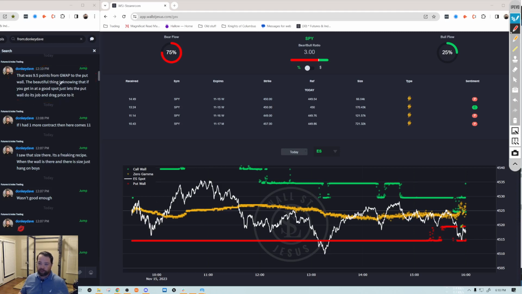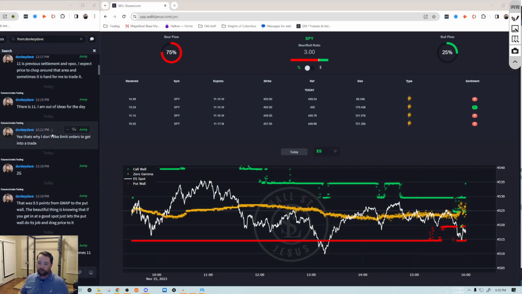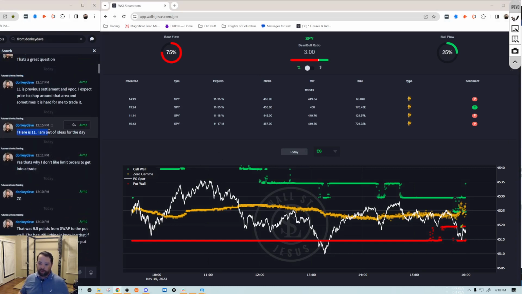The beautiful thing is knowing that if you get in a good spot, just let the put wall do its job and drag the price to it. It's what happens. We have size there. We know it's going to work out. So that's just going over and explaining. There's 11. I'm out of ideas for the day.